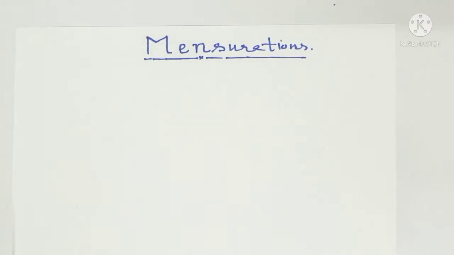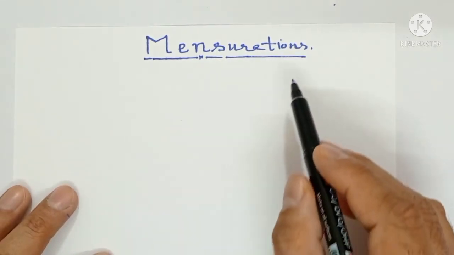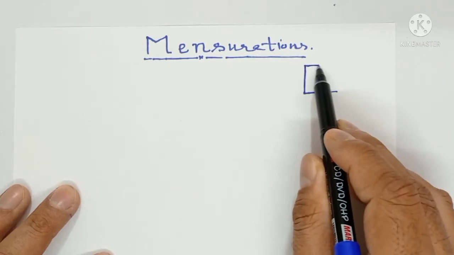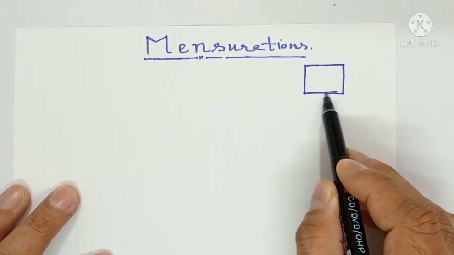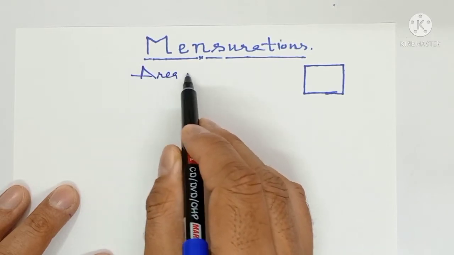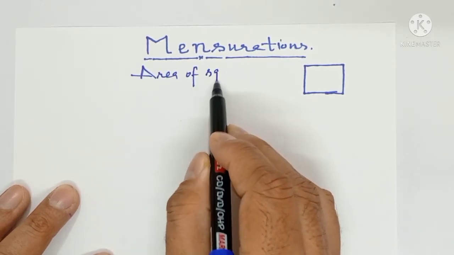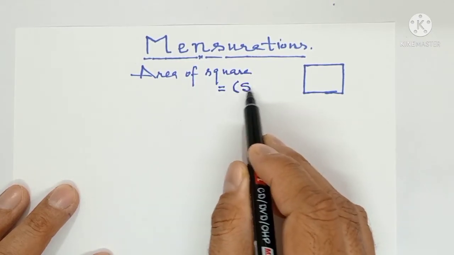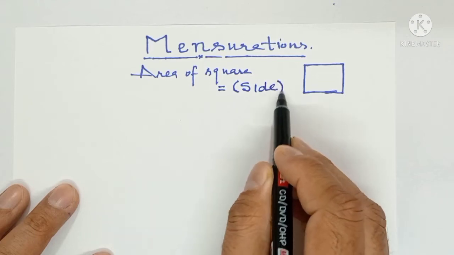Hello everyone. In this video, we will discuss the basics of the mensuration chapter of class 8th, the formulae and some other basic concepts. In our previous classes, we have done square. So, area of square is equal to side into side, or you can say side square.